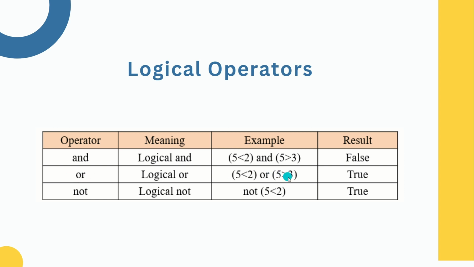Or will return true if any one is true, either this or this. So that will give out the final output as true. But if both the sides are false, then or will also give you false. Logical not will just give you the opposite of what is actually there. Like if you have not true, it will return false, basically like a negation. So we'll see this in the form of code.